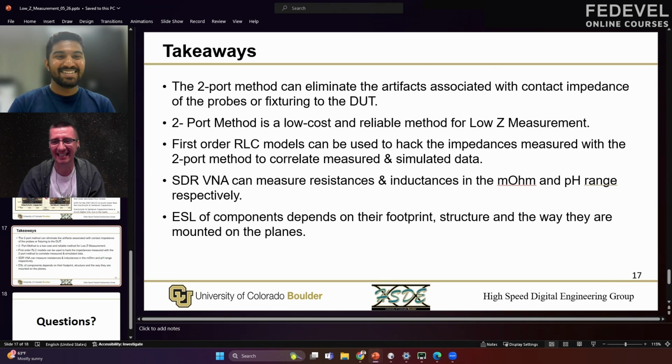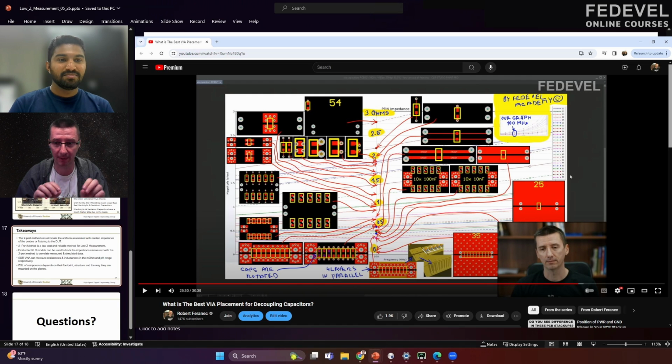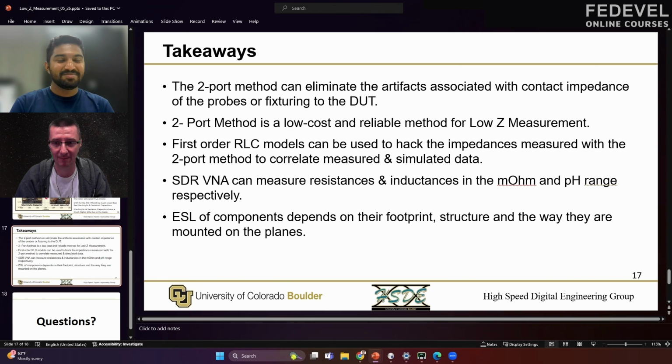Thank you very much, Adinath, for your time and for preparing all these slides, because I've done some simulations, especially on via placement around capacitors, and I was curious if someone really measured the differences. You did it, so it was interesting to see that you can really measure the difference between different connections of the same capacitor. It was super interesting to see real measurements. So thank you very much, Adinath, for preparing all this.